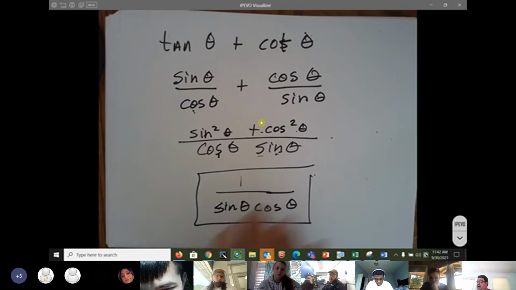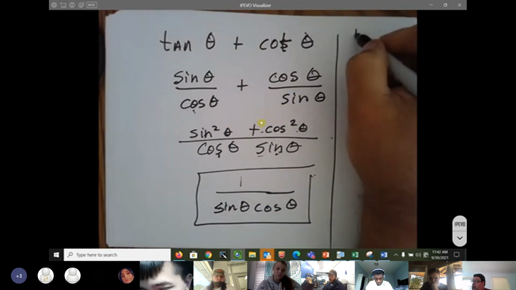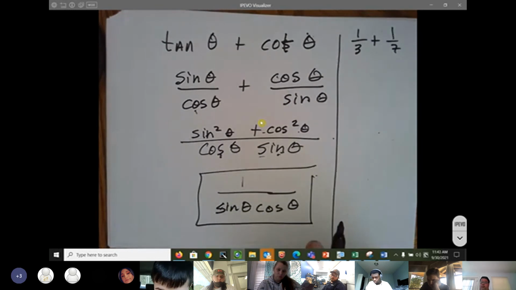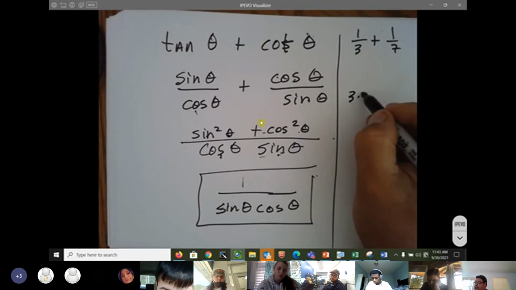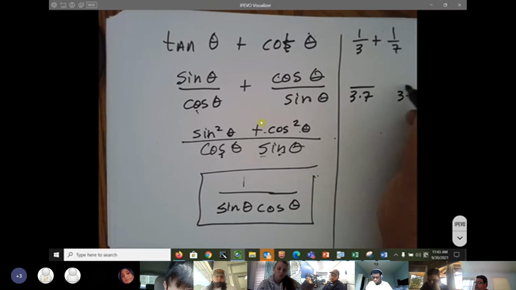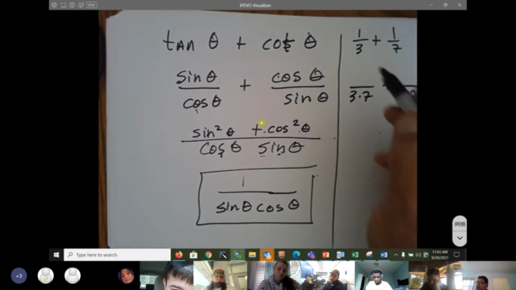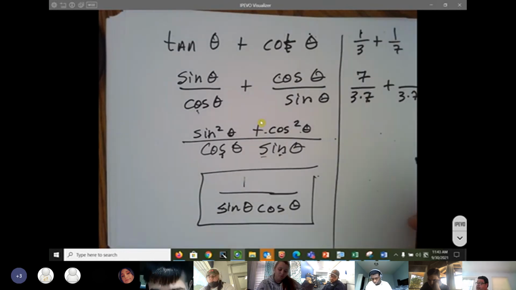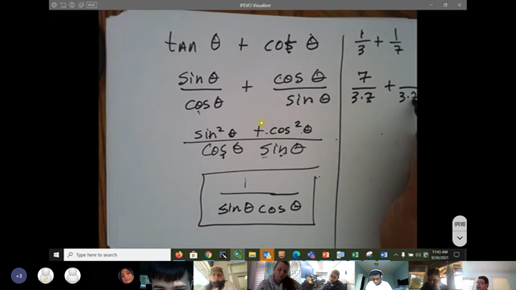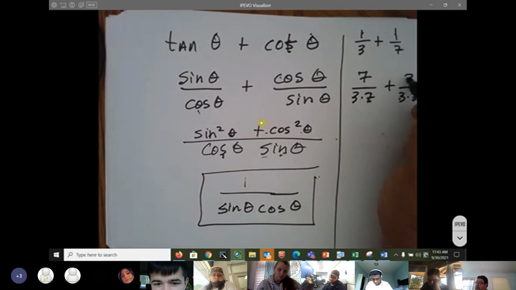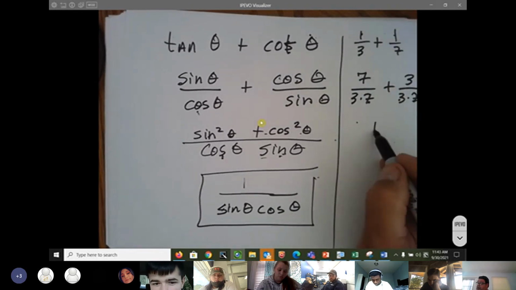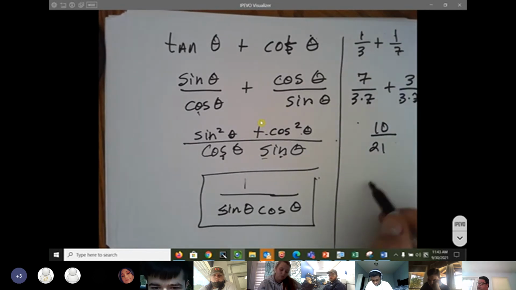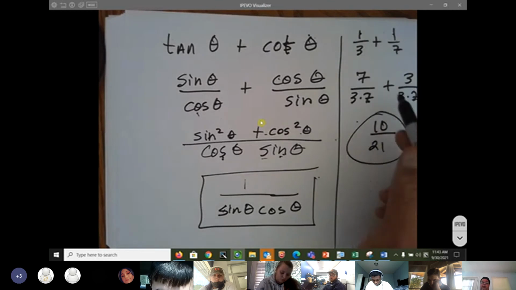So I'm going to go over here to the side. 1 over 3 plus 1 over 7. And this is going to be 3 times 7. 3 will go into 3 times 7, 7 times. 7 times 1 is 7. 7 will go into 7 times 3, 3 times. 3 times 1 is 3. And my answer is 10 over 3 times 7, or 21. Got to have a common denominator.